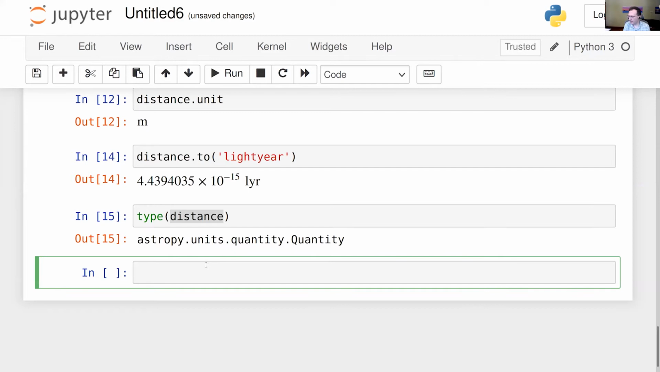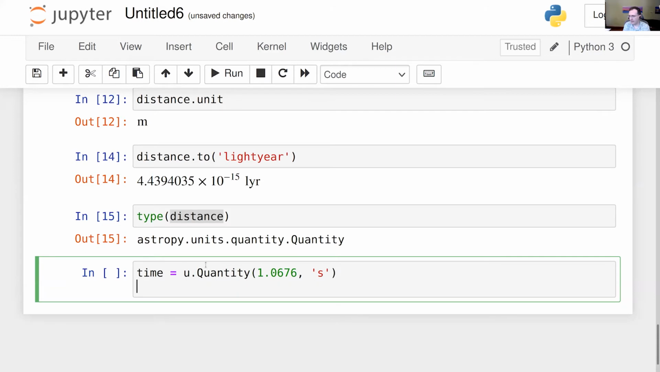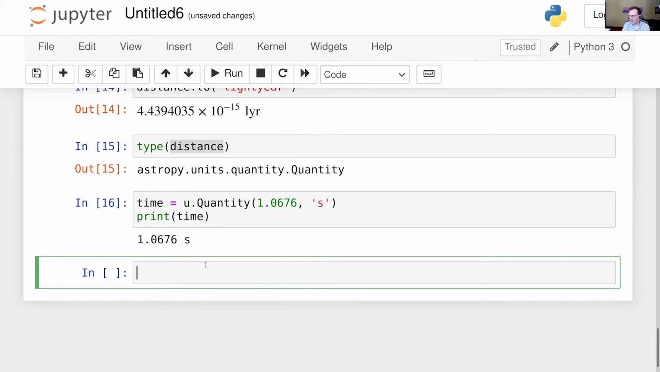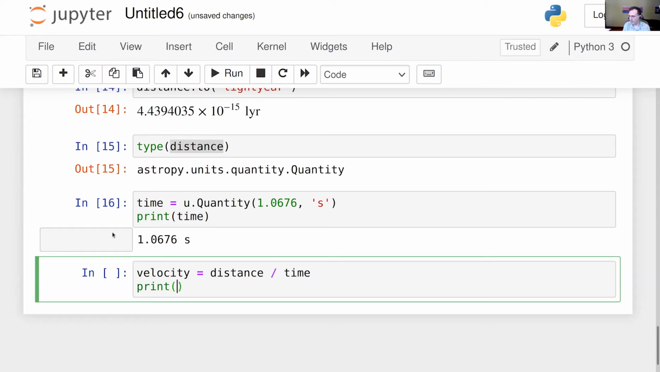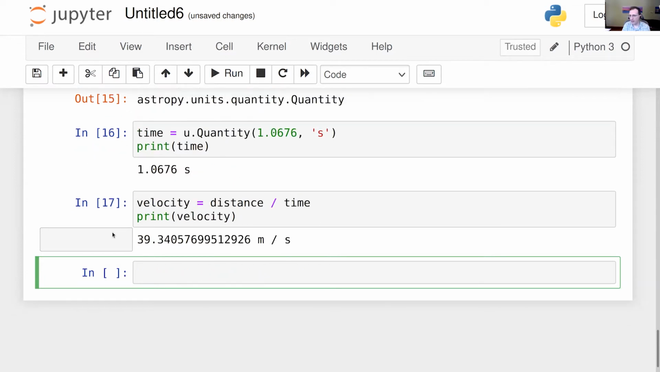We can also create a quantity object directly. So let's say time equals u.Quantity, and let's say 1.0676 seconds, for example. And then we can print time and shift enter. And then we get 1.0676 seconds. We can also do operations like multiplication and division with quantity objects. And that will be velocity equals distance divided by time. And then print velocity, shift enter, and we get 39.34 meters per second.